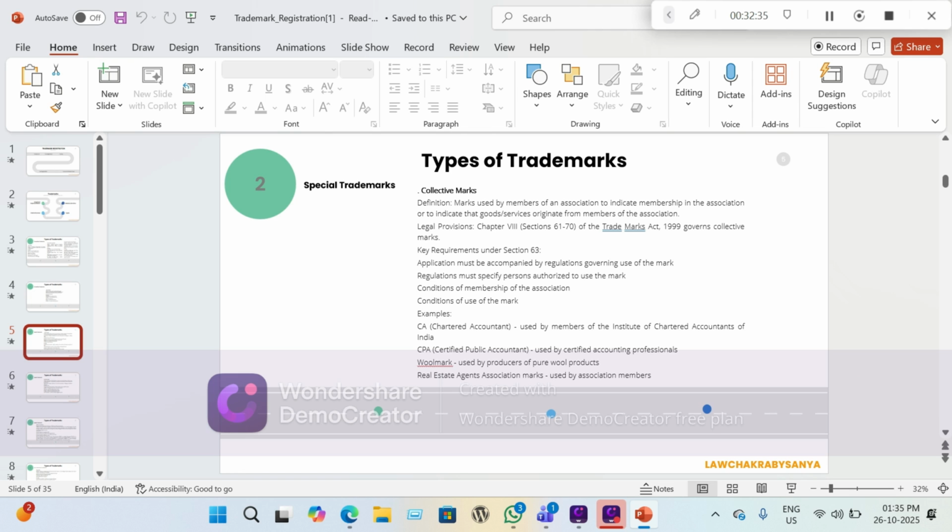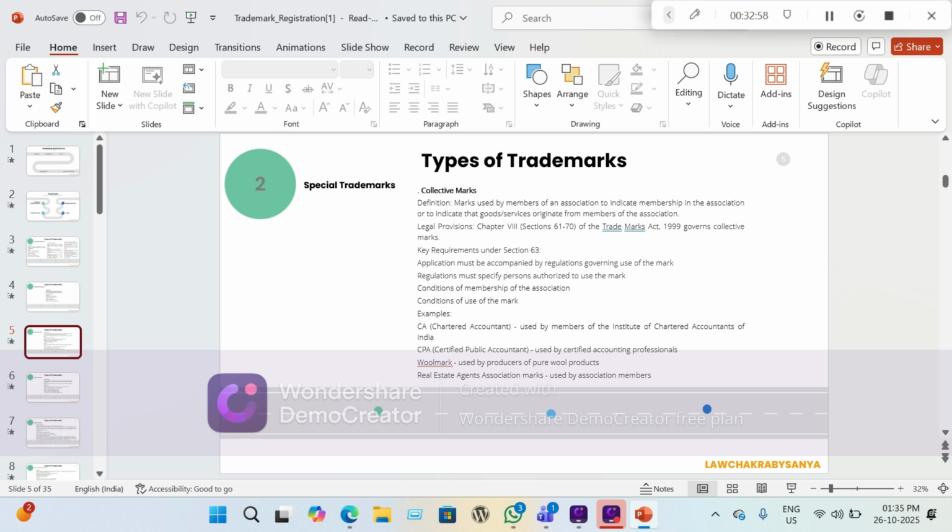So, marks that are used by members of an association to indicate membership in the association, or to indicate the goods or services originate from the members of the association. Now, this can be found in Chapter 8, Sections 61 to 70 of the Trademarks Act, where you can learn more about collective marks. Now, what are the key requirements for collective marks?